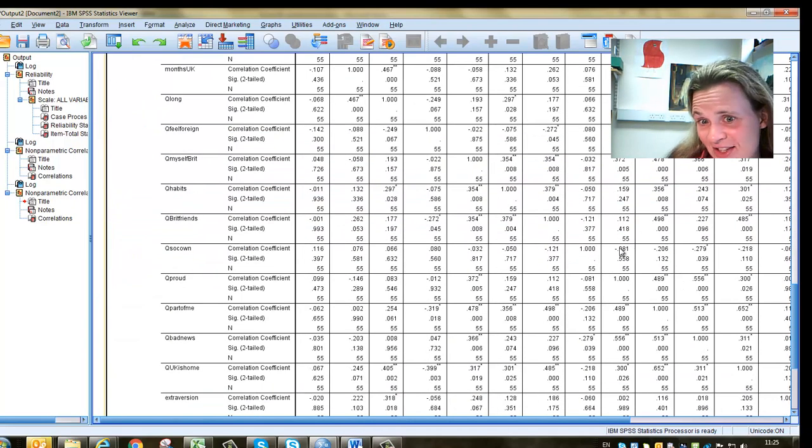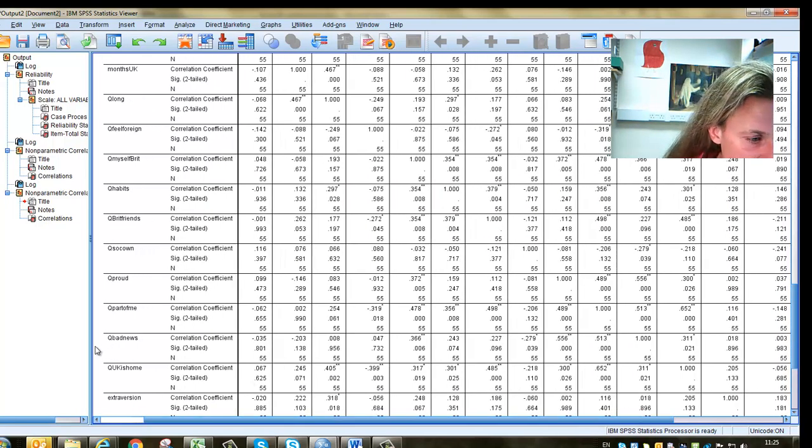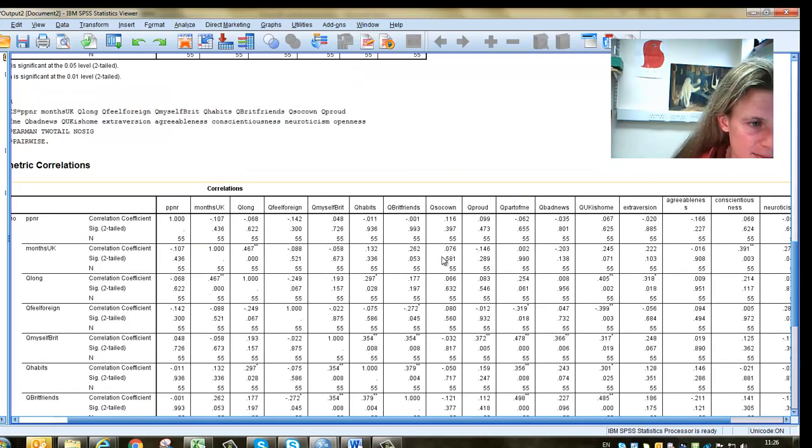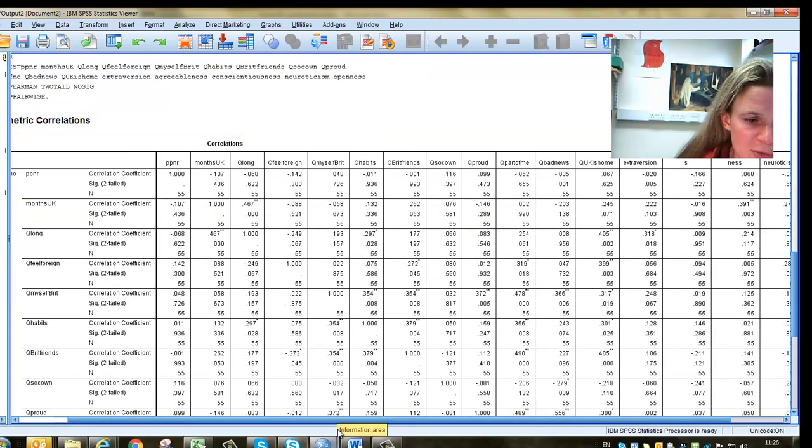So you get this. It's a very handy table. Let's move that to the side. Do you know how to read this table? What does it mean?